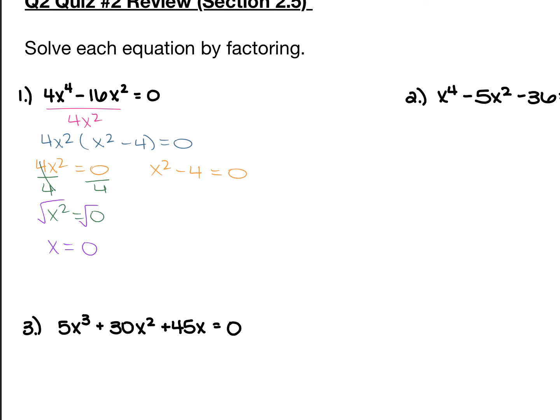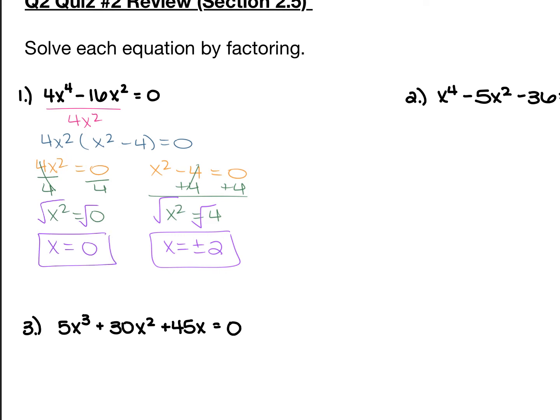For the x squared minus 4 is equal to 0, add your 4 over. You have x squared is equal to 4. Then take your square root of both sides, and that's going to give you x is equal to plus or minus 2. So you have 0, negative 2, and positive 2 for this one.